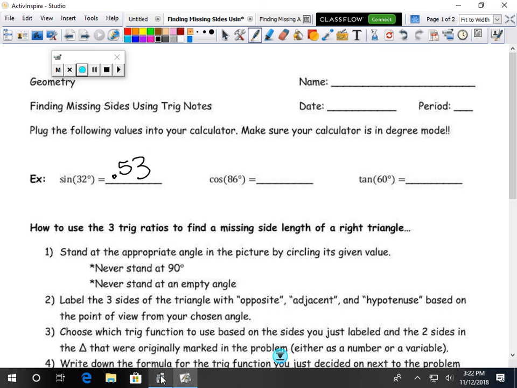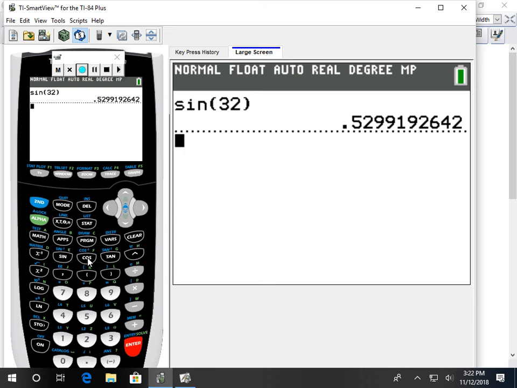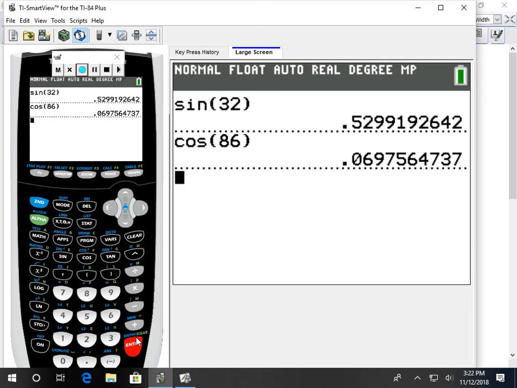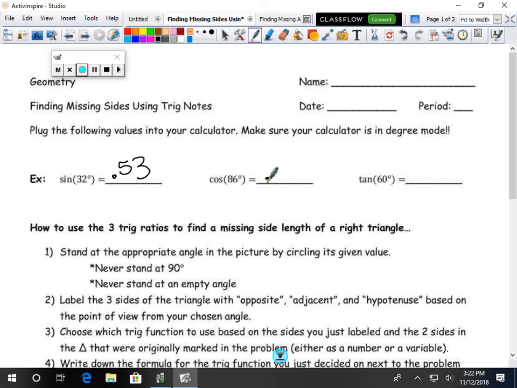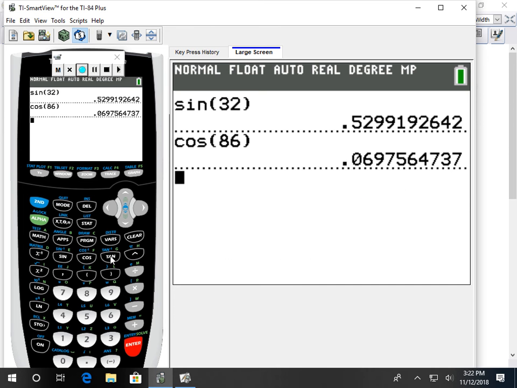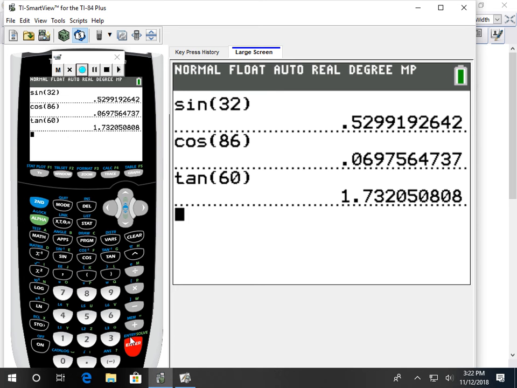Cosine of 86 degrees. So again, cosine 86, I don't need to do the degree sign since I've already set my calculator. And I hit enter. And cosine of 86 degrees is 0.07. And then tangent of 60 degrees. So I'm going to hit tangent 60, close off my parentheses. I get 1.73.